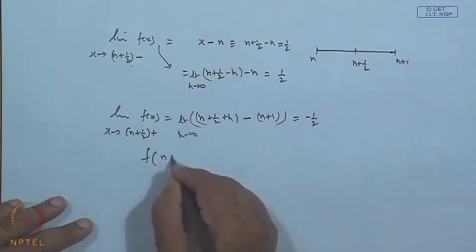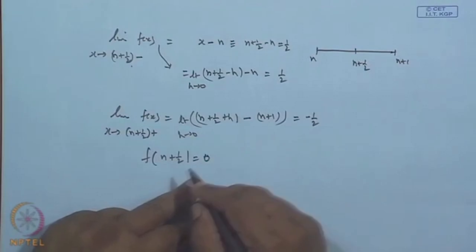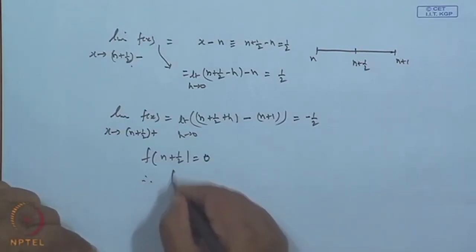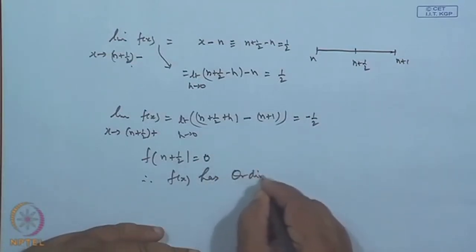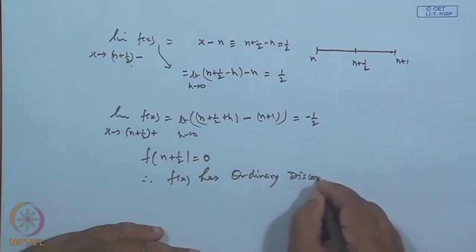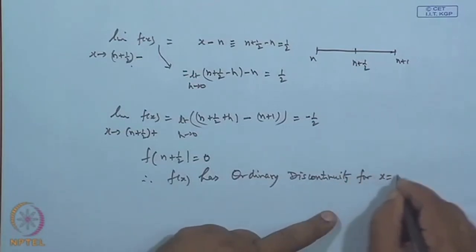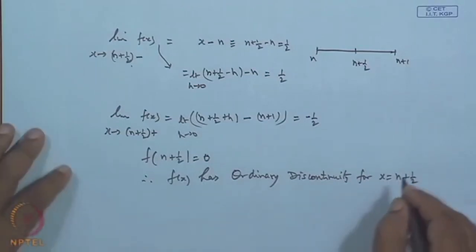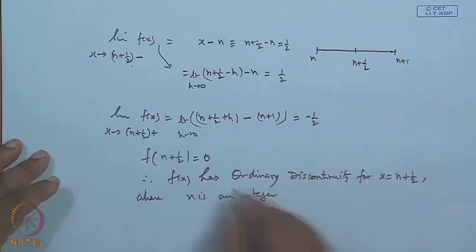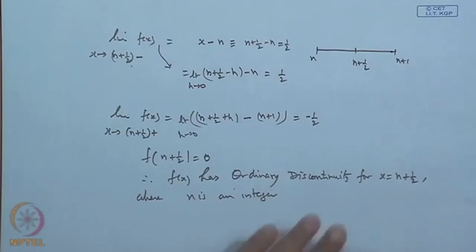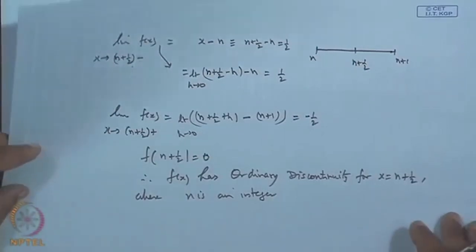So the right hand limit comes out to be minus 1. And what is f of n plus half? It's exactly coming to be 0, because at the middle point we are already assuming it to be 0. Therefore the function f(x) has ordinary discontinuities for x equal to n plus half, where n is an integer. Similarly for the negative side we can get this. So this is the point of ordinary discontinuity, or discontinuity of the first kind.